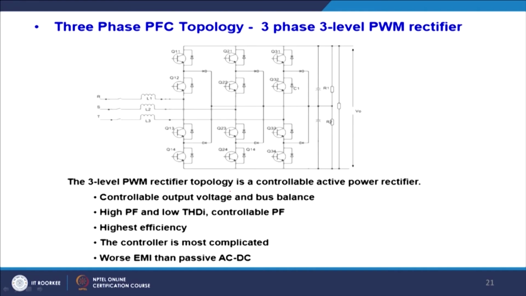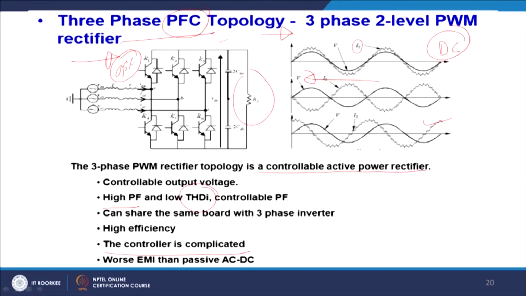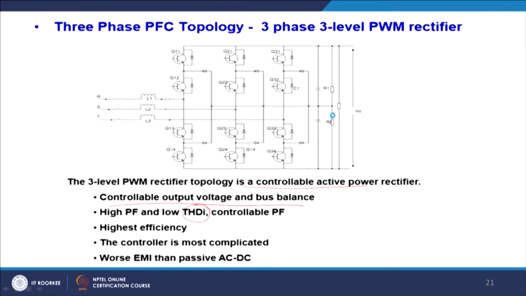3 level PWM rectifier topology is a controllable active rectifier, with controllable output voltage, and bus balance is possible, high power factor and low THD. Controllable power factor is also possible, because here you can change the voltage and current angle. Not only are you feeding a unity power factor, if you want to compensate the negative var, you can inject the positive var by proper switching.